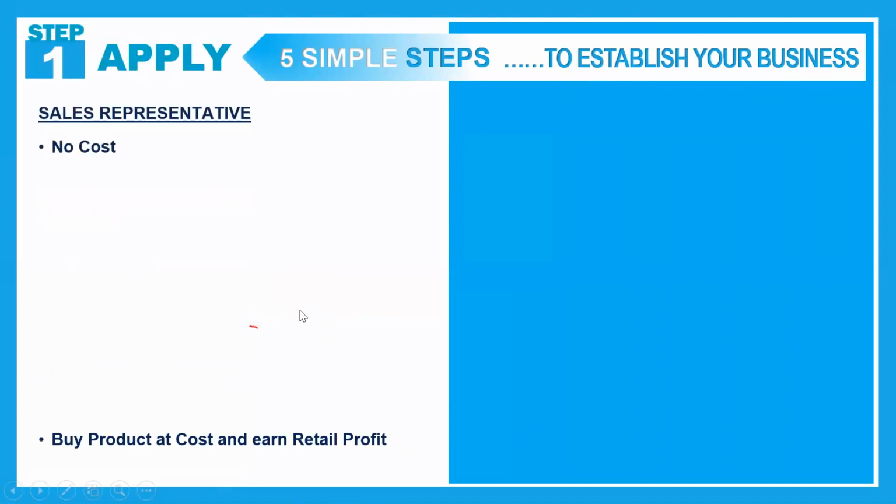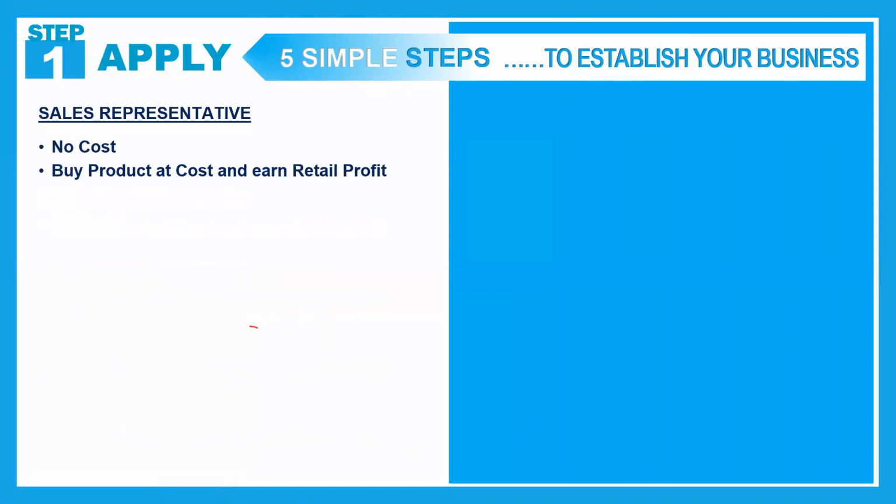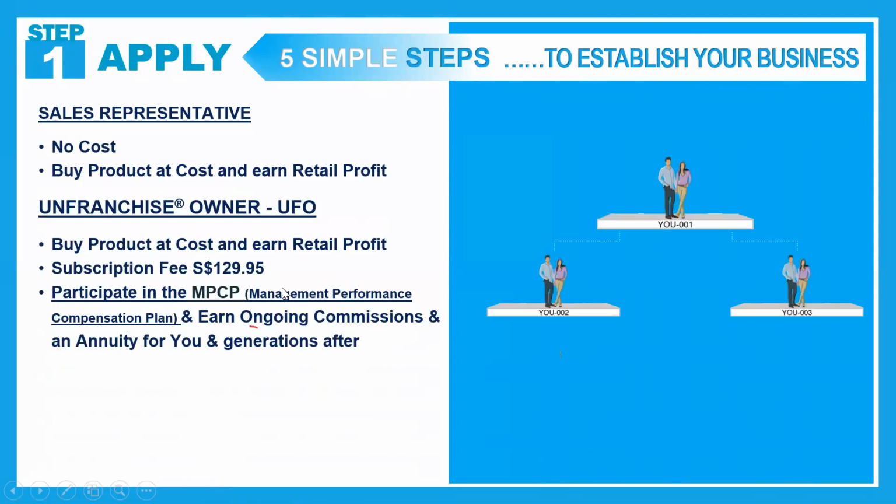So first of all, what you will need to do is to apply. There are 2 options. One is as a sales rep. The other is as an unfranchised owner. Now, as a sales rep, you can buy product at cost and earn retail profit at no cost. However, it is like another job. Like Auntie Anne said, if you basically just sell products, then it's not something that we recommend. It would be like you're in the first employee quadrant, right?